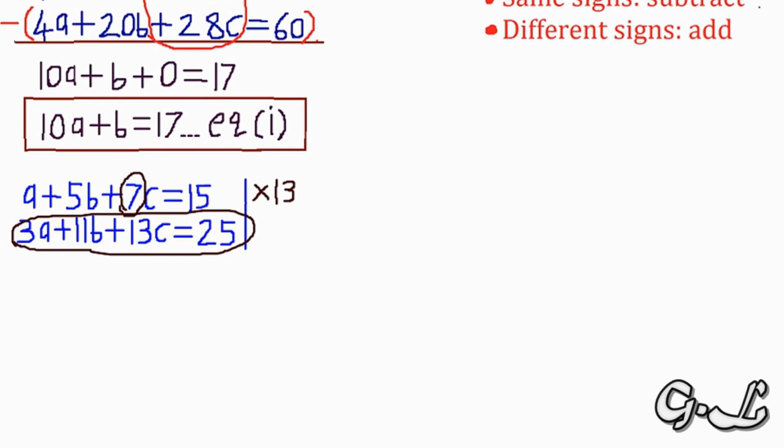Again, since we are eliminating C, we're going to check the coefficient of C. After you check the number which is associated with the variable C, you're going to multiply 7 throughout the third equation, which is 3a plus 11b plus 13c is equal to 25. You need to multiply each term in that equation by 7 for you to be able to eliminate the C.